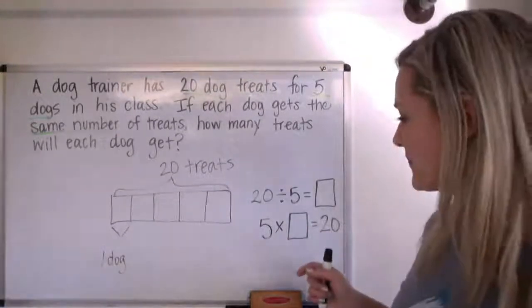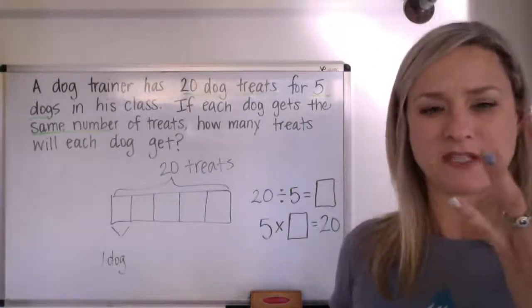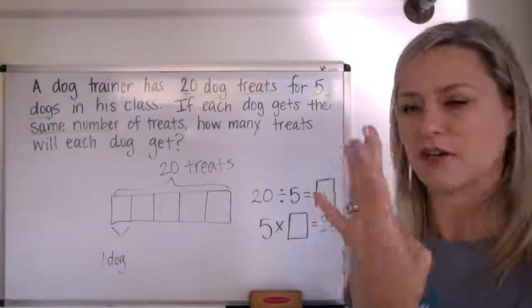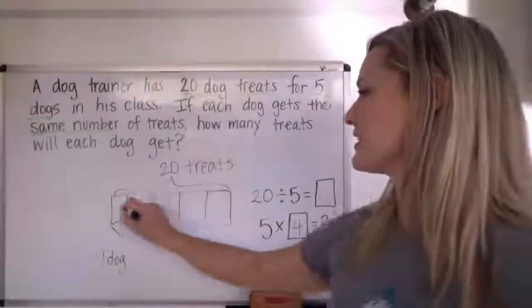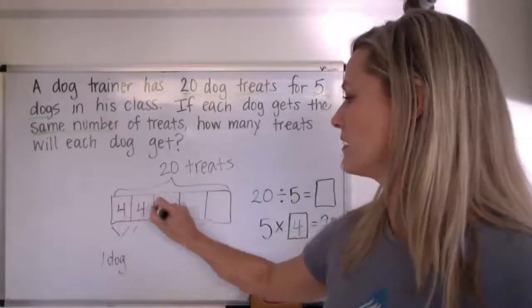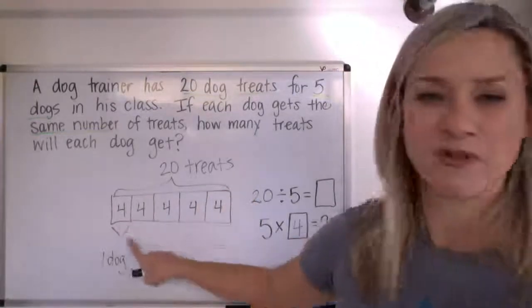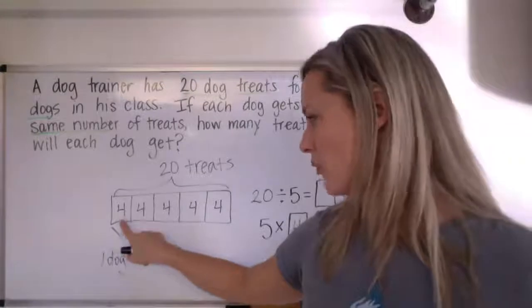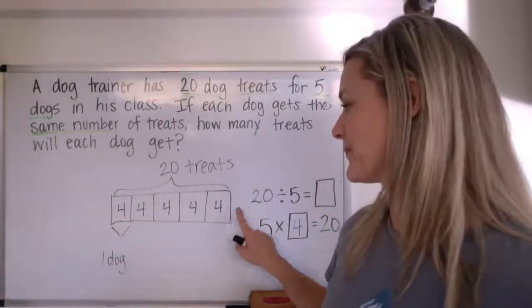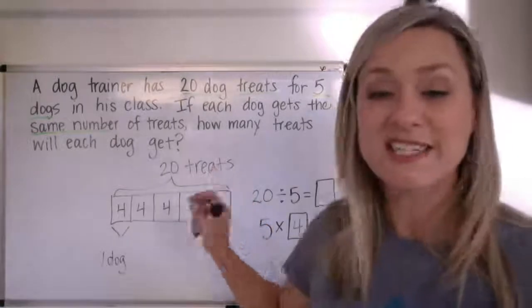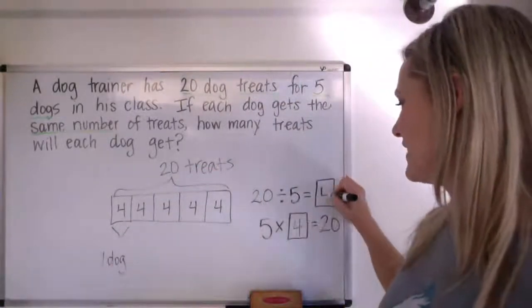All right, so I'm thinking 5, 10, 15, 20. Well, I know I can count by 5s 4 times to get to 20. So let's see if that gives me 4 in each one, if it's really true. All right, count by 4s with me. Ready? 4, 8, 12, 16, 20. All right, we got to 20, so we had a matching number. So 20 divided by 5 is, in fact, 4.